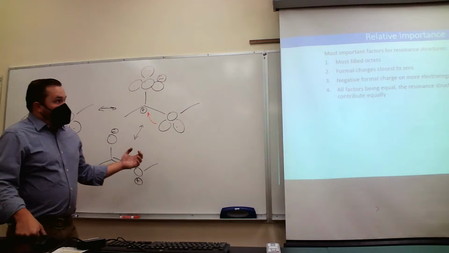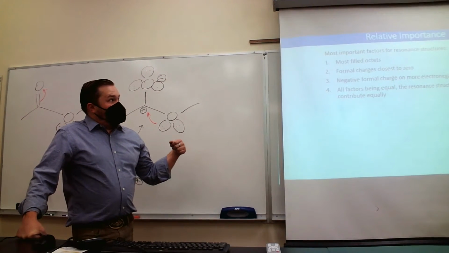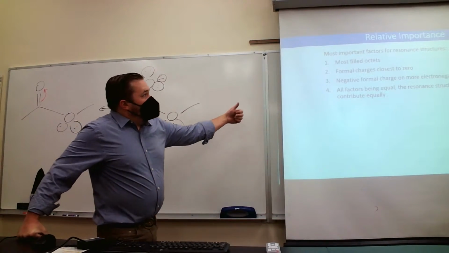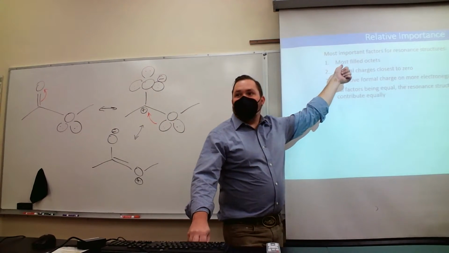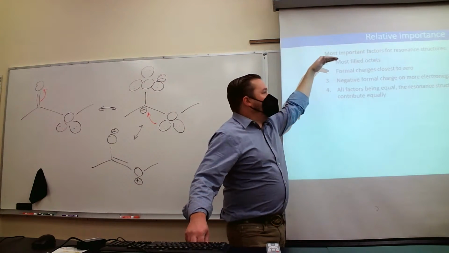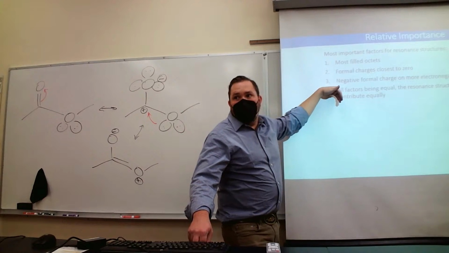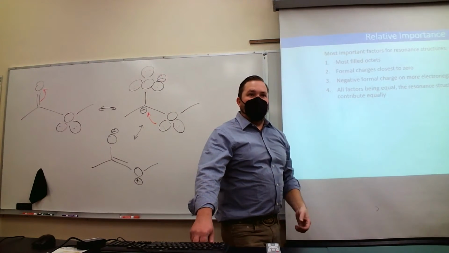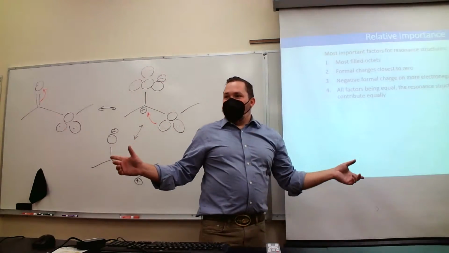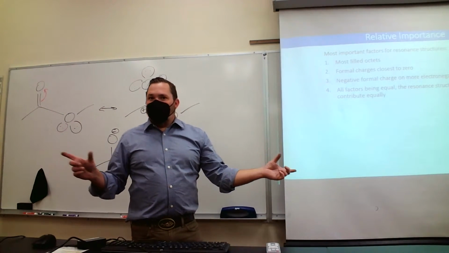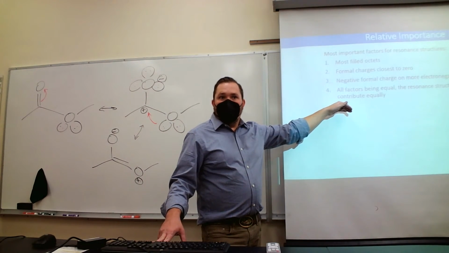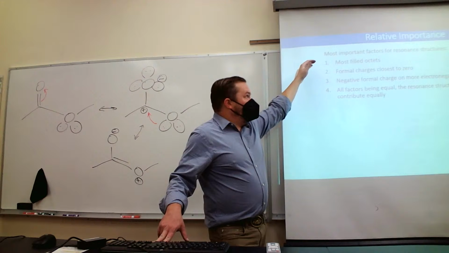So when we're looking for what's the most stable resonance structure, the one that has the most filled octets is always going to be the most significant. These are in order of importance. The most important thing is, do you have all the octets filled? And then if you have two resonance structures that both have all the octets filled, then you can go to some of these others. So it's sort of a flow chart.